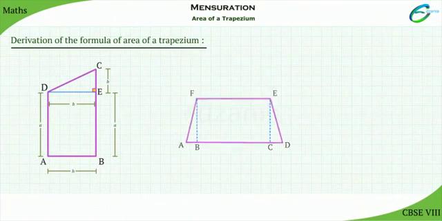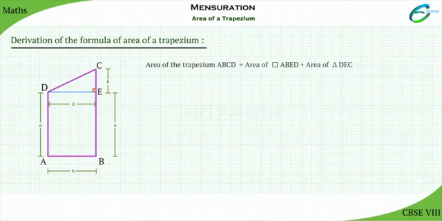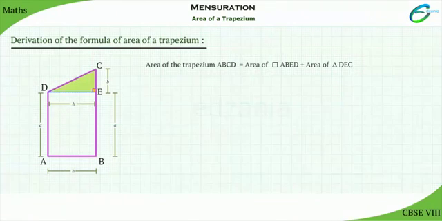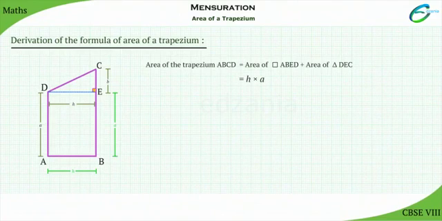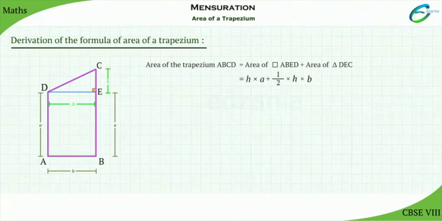In the example of park of trapezium shape, we found the area of the trapezium ABCD by adding the area of rectangle ABED and the area of triangle DEC. Let us try to simplify the formula now. Area of rectangle ABED is given by the product of H and A, and the area of triangle DEC is given by half the product of H and B. By simplifying this, we get the formula to find the area of trapezium.